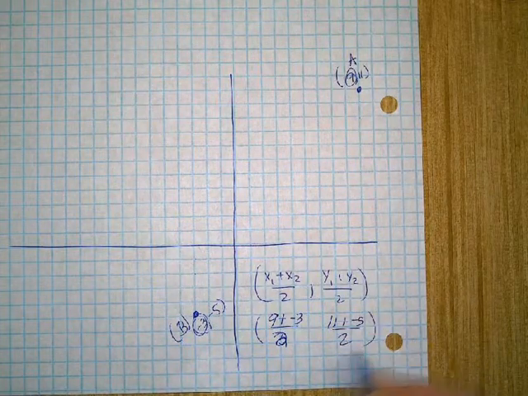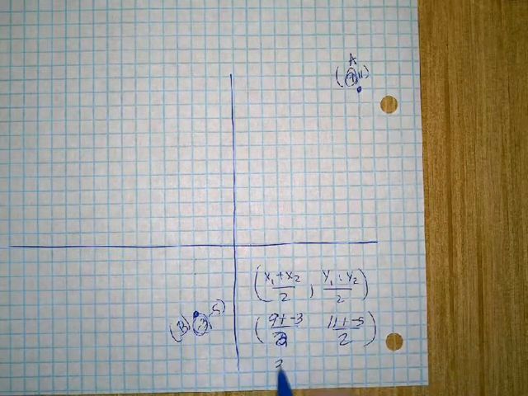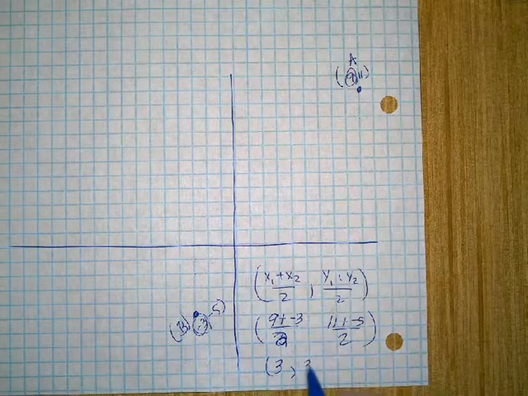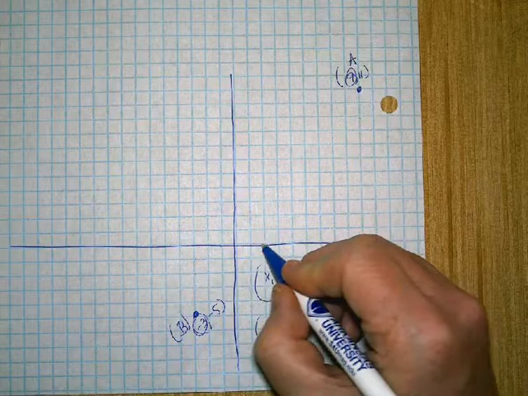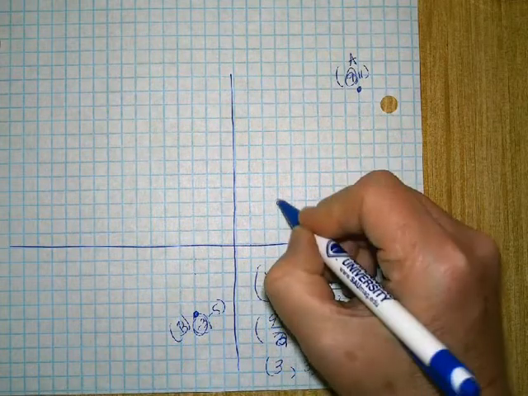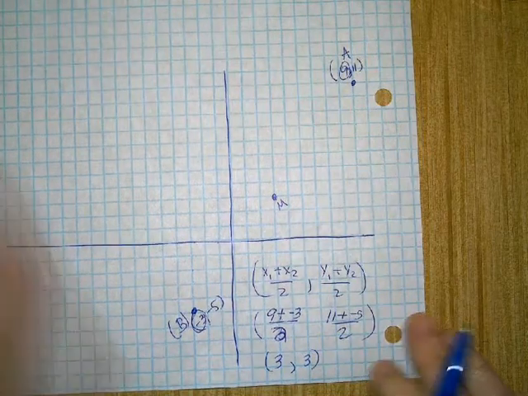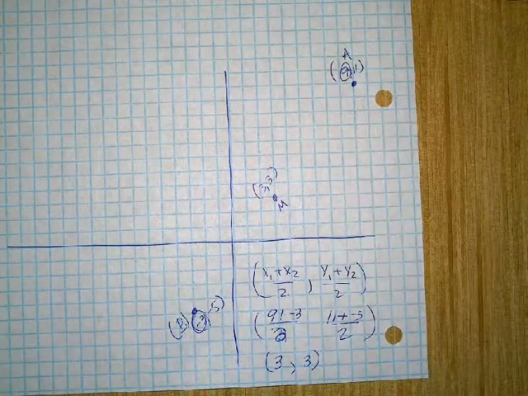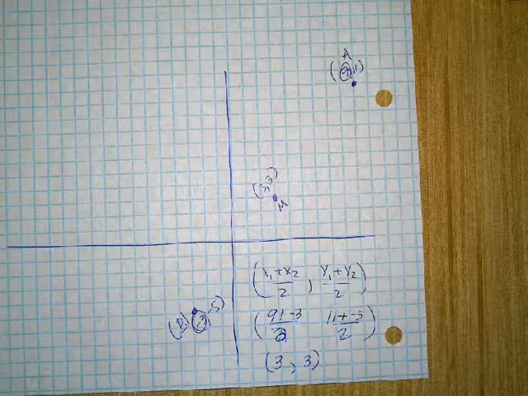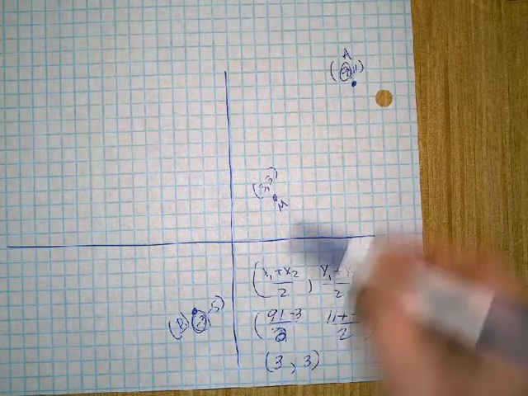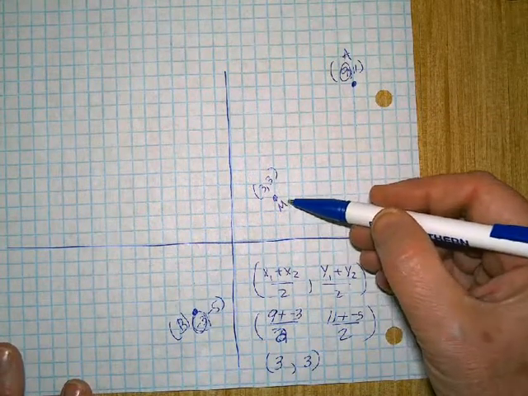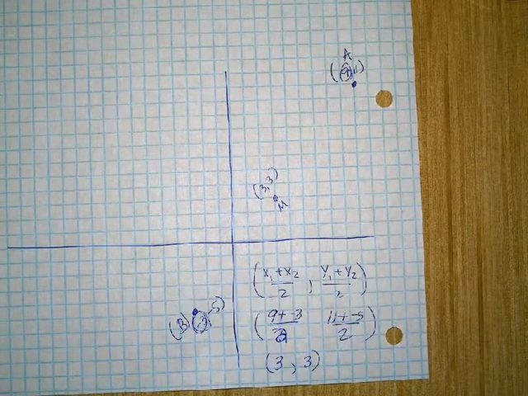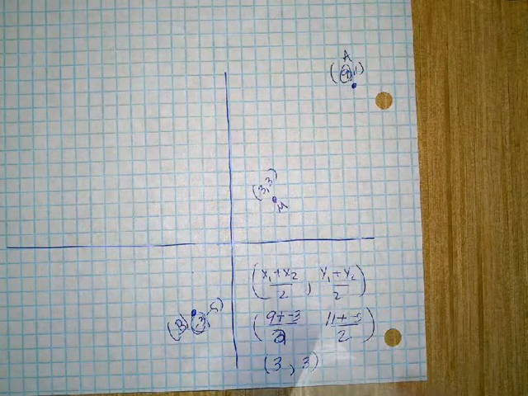Okay, so we get 6 over 2, which is 3, and 6 over 2, which is 3. There's the midpoint. Located at what? 3, 3. We found the midpoint. Now they want you to show that AM is equal to MB. So what are you going to have to do to show that the distance from A to M is the same as from M to B?